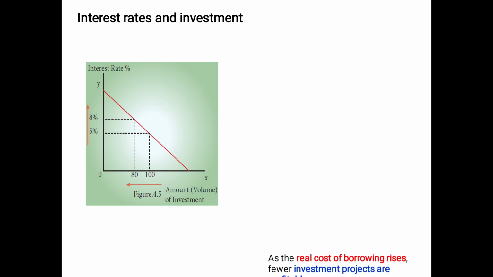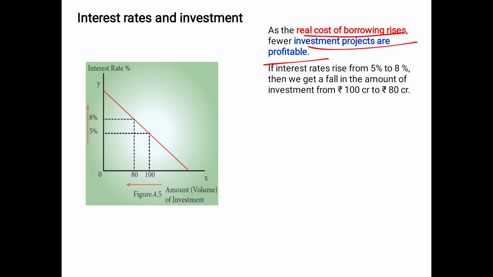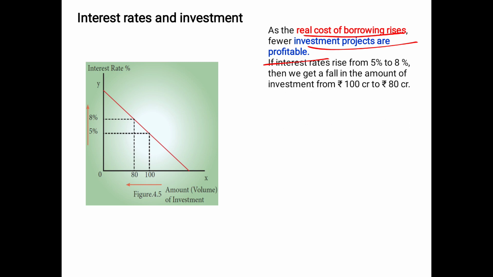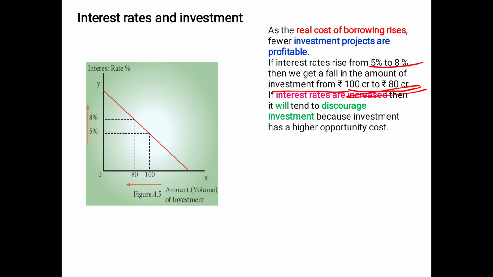Now you can see the points. Same as what I have told is being told here also. Borrowing rises, fewer investment projects are profitable. Now if the rate of interest has increased from 5 to 8%, what happens? The investment is decreased from 100 to 80 crores. So that itself denotes that the investment has decreased.